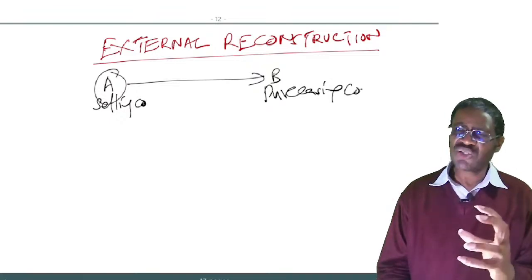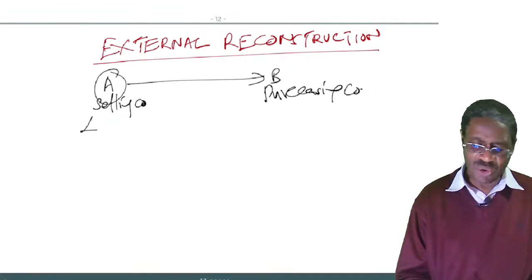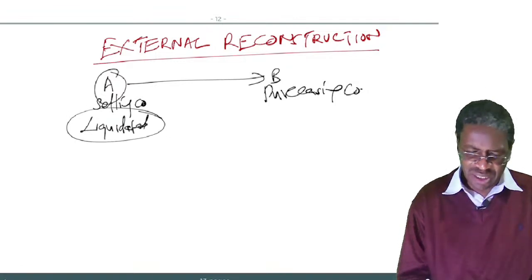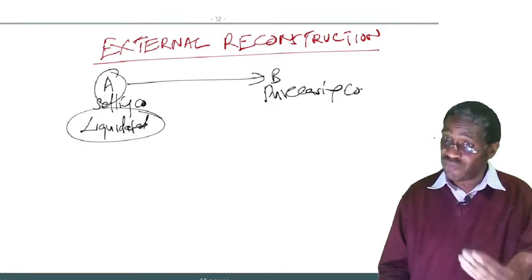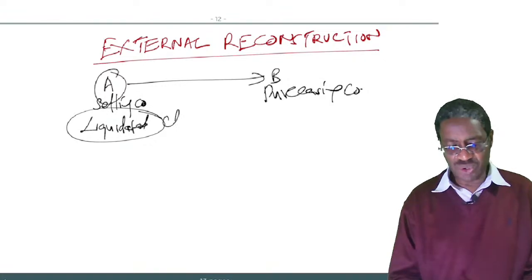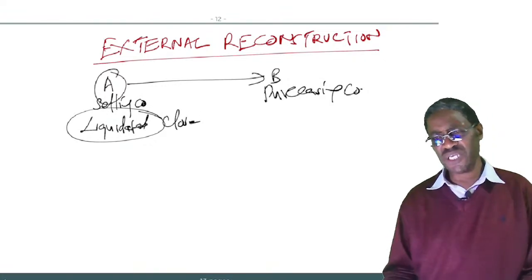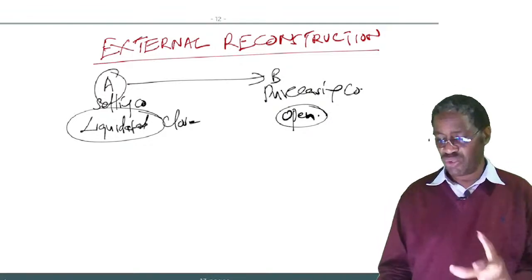Company A, which is being reconstructed, must close their books. That means they must be liquidated, and in the process of liquidating themselves, they must close their books. Company B, which is buying company A, we said they normally open their books.